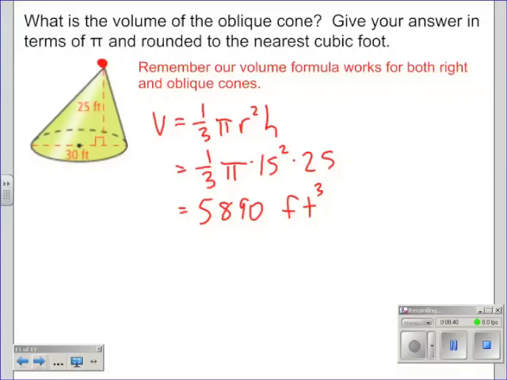Remember to keep in mind that our volume for prisms and cylinders are essentially identical, and the same is true with pyramids and cones. The only difference is how you find the area of the base in each case.